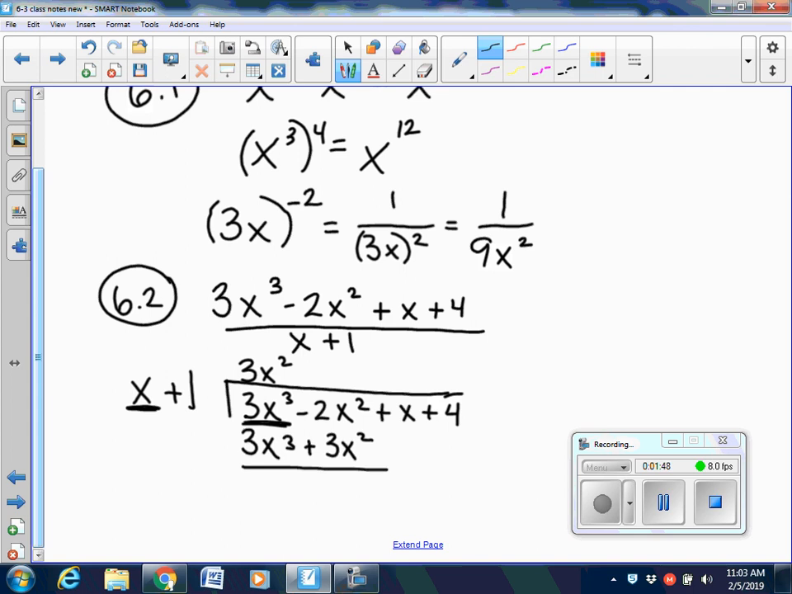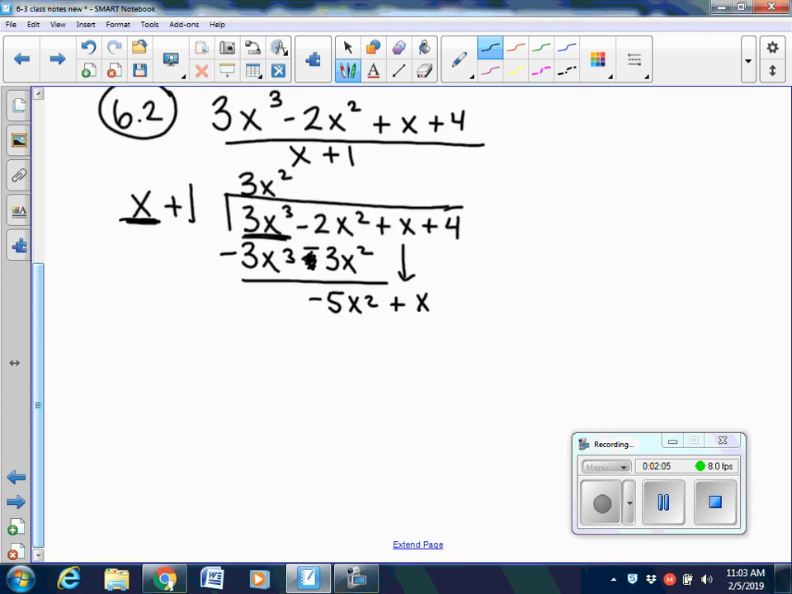Draw your line. Don't forget to do what? Right, yes. Flip your signs. Switch your signs. Divide to the first one, but a negative 2x squared minus 3x squared is a negative 5x squared, and then bring down your x. Compare your x with a negative 5x squared, and it's going to be a negative 5x squared, minus 5x. Draw your line, switch your signs.